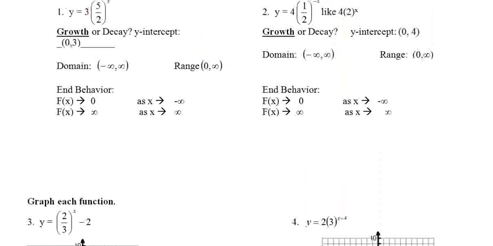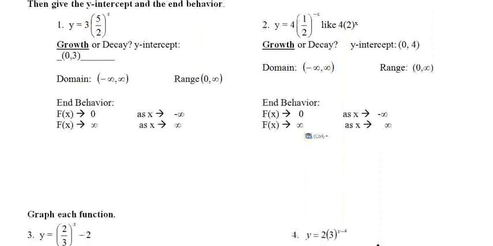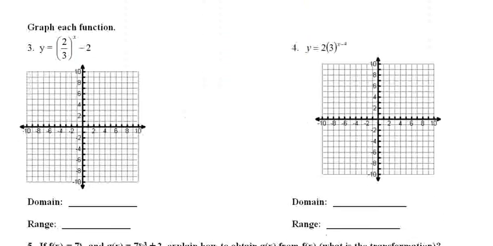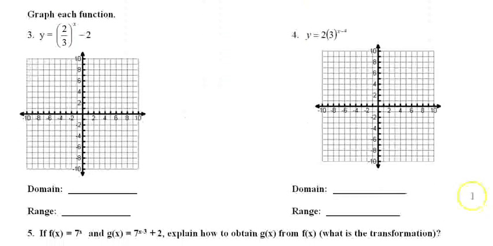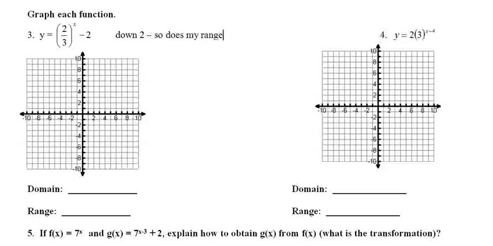So up here we look again. Oh yeah, domain was -infinity to infinity. So now I come down here, it's going to be the same, but my range, since up here we moved down 2, so does my range. So my range now, instead of being 0 to infinity, is going to be -2 to infinity. That's the only time my range moves, if there's an up or down shift. So it's something to keep in mind.